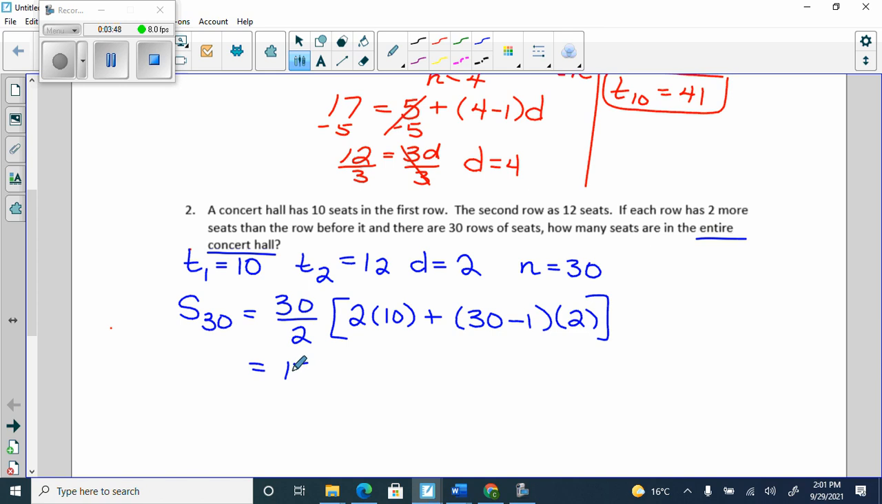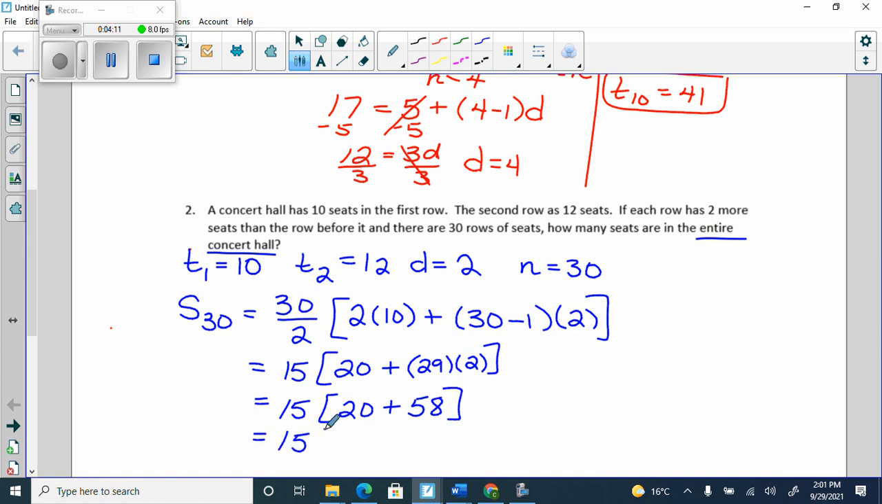I'm going to get 15, bracket 20, plus 29 times 2. So I get 15, bracket 20, plus 58. And then I get 15 times 78. 1,170?